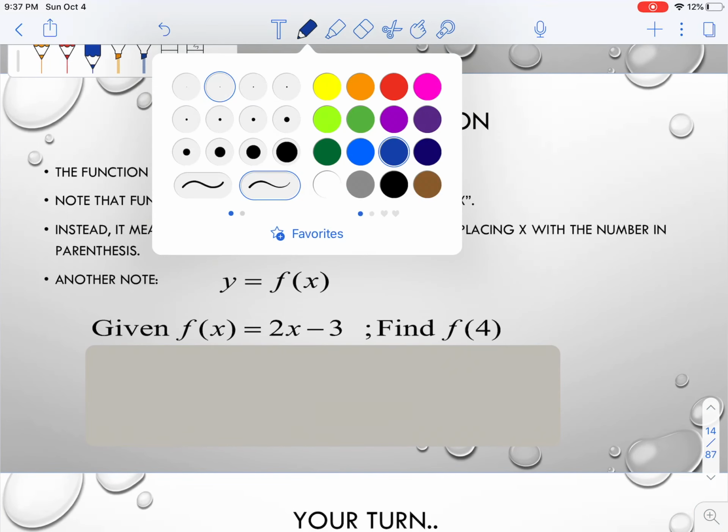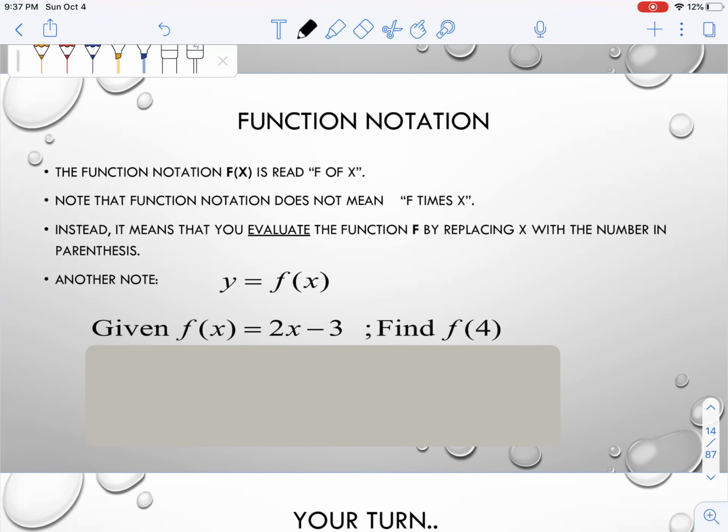Function notation. When we deal with functions, we're going to deal with function notation. We're going to see something that's written like this, instead of using y for everything in terms of an equation, where I could write this equation f of x equals 2x minus 3. It could have been written as y equals 2x minus 3. Function notation is just a different way to represent something that's fundamentally pretty much the same thing. It is read f of x, so it's the function of the variable x.